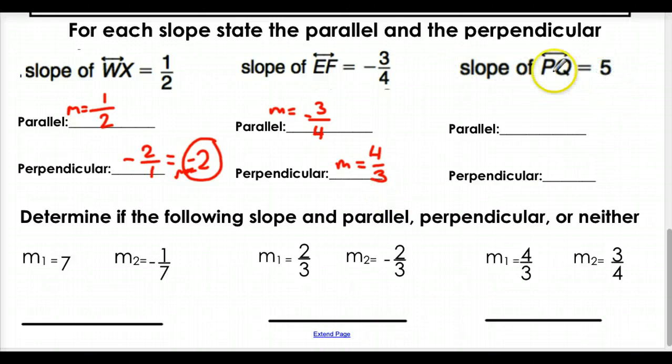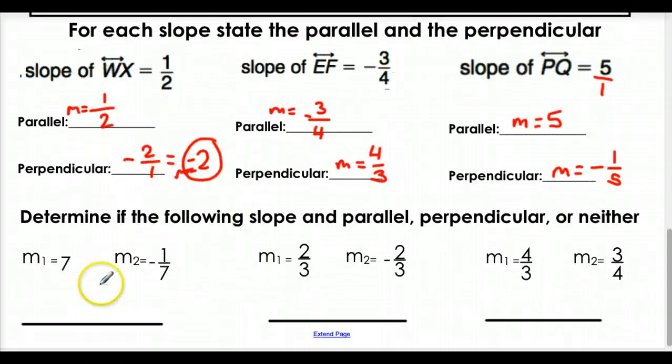Finally, the slope of PQ is 5. So the slope of the parallel line will be 5. And here's a little tip for you. When we want to find the reciprocal, just put a 1 under it, because 5 is the same thing as 5/1. So to find the perpendicular slope, it's going to be the opposite, so negative, reciprocal, which is -1/5. And that is how it is done. Like I said, if you have a whole number, just pop a 1 under there. That's a good way to find the reciprocal.